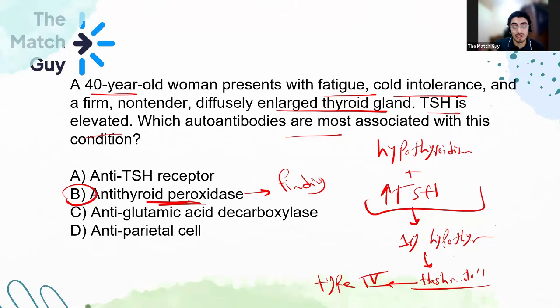And it makes sense when you know that the histologic picture of the thyroid in patients with Hashimoto's will show lymphocytic infiltration. So obviously the T cells are attacking the thyroid and they will infiltrate the thyroid, lymphocytic infiltration. Okay. No, it's not type 2, it's type 4. Okay. All right.